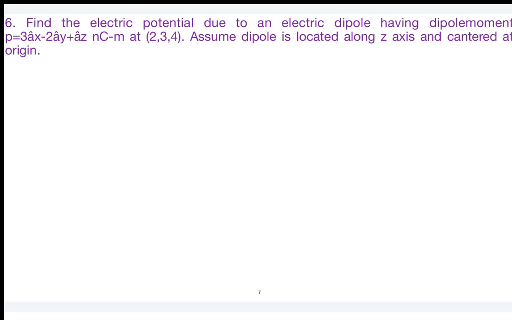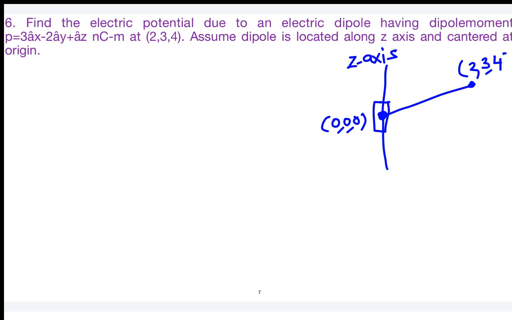So find the electric potential due to an electric dipole having a dipole moment of this value. He has given some value. And we know, you can see here, dipole moment has the units of coulomb into meter. So you need to find the electric potential at 2, 3, 4 and assume that the dipole is located along z-axis and centered at origin. So there is a dipole which is located along the z-axis and it is centered at origin. So this is your position 0, 0, 0 and this is z-axis. So you have been asked to find out the electric potential at 2, 3, 4. This is your observer position.